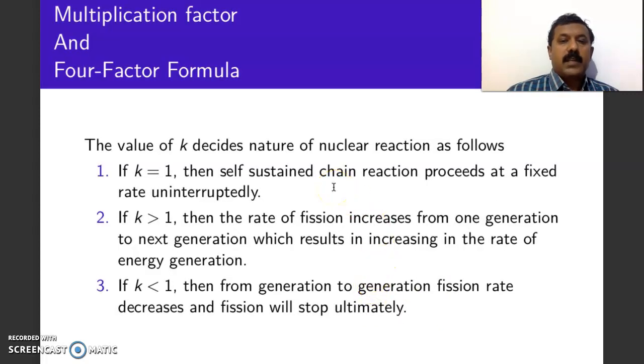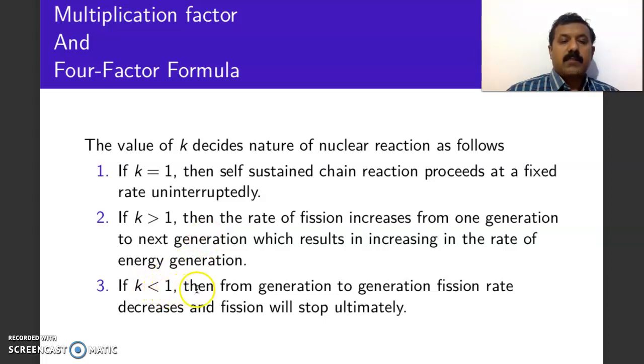And this value of K is very important in deciding the nature of the chain reaction. If K is equal to 1, then the self-sustained chain reaction propagates at a constant rate. This is the underlying principle of all nuclear reactors. If K is greater than 1, then the fission rate increases from one generation to another, and this is in fact the principle of atom bombs, where there will be a huge accumulation of energy within no time, and as a result there will be an explosion.